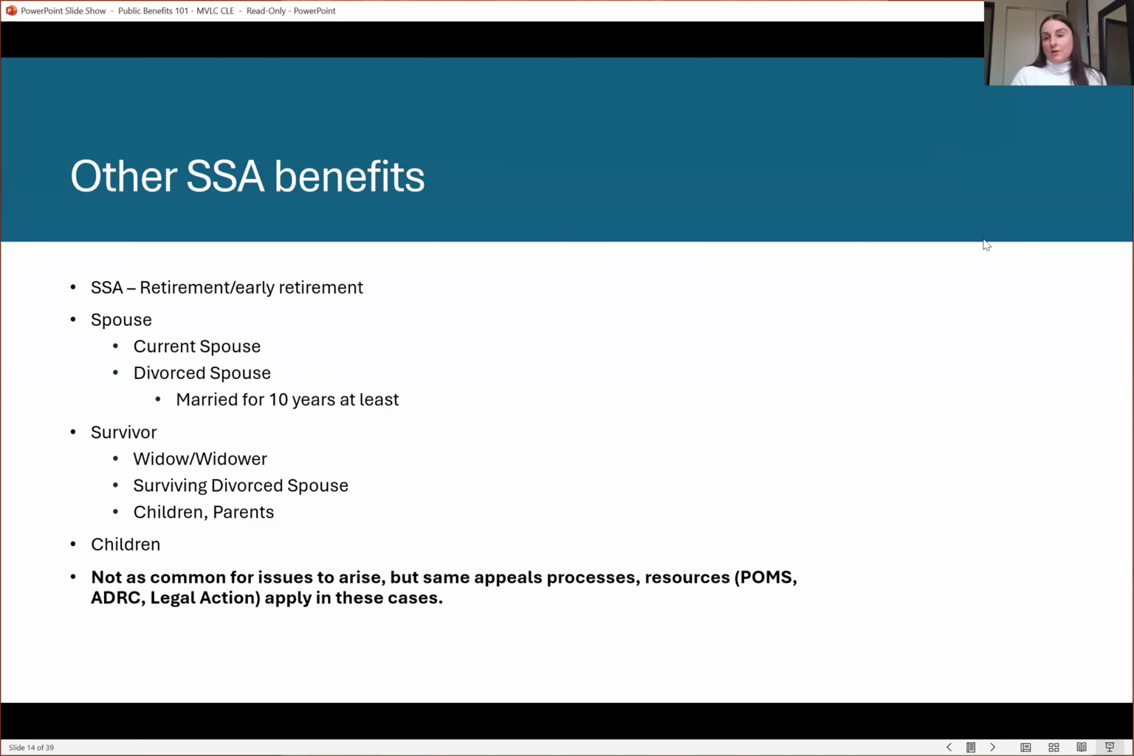And then I am not going to go into detail at all about these, but there are a lot of other Social Security benefits to be aware of. Issues are not as common to arise in some of these benefits, especially like retirement. But same appeals processes, same resources with the POMS, Legal Action, the ADRC for a lot of these resources, same things apply.